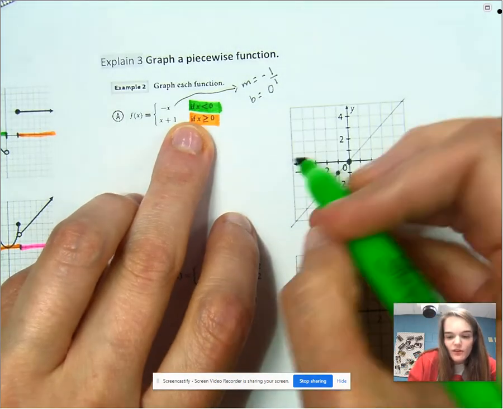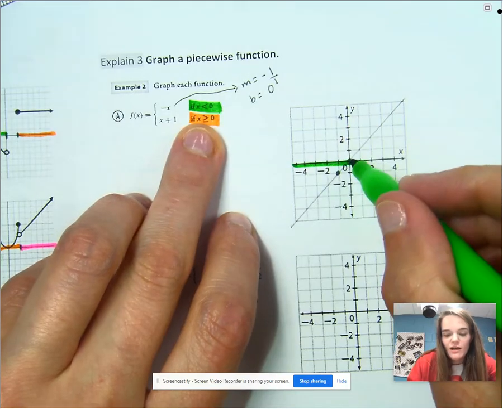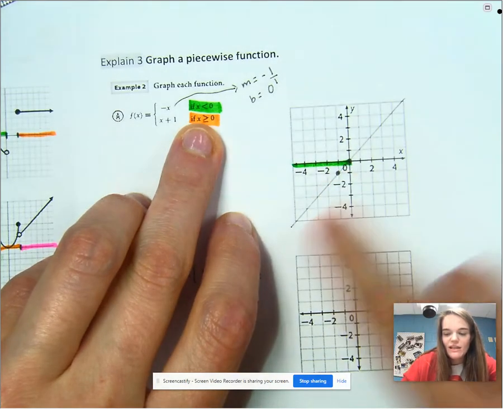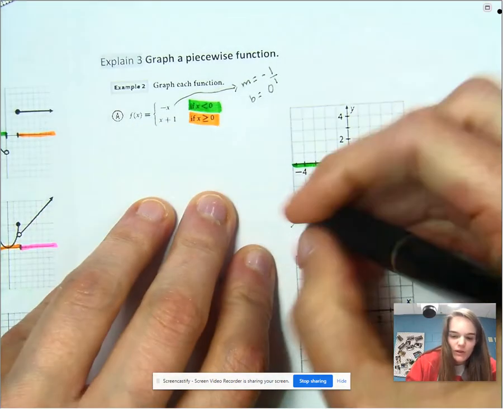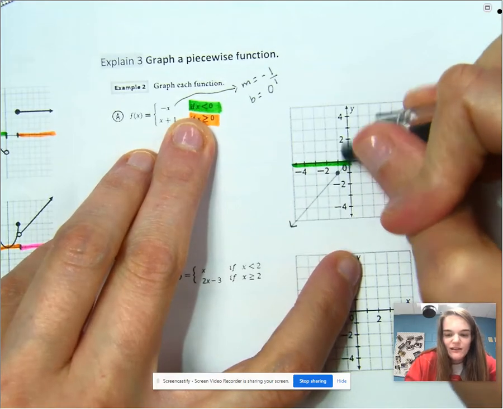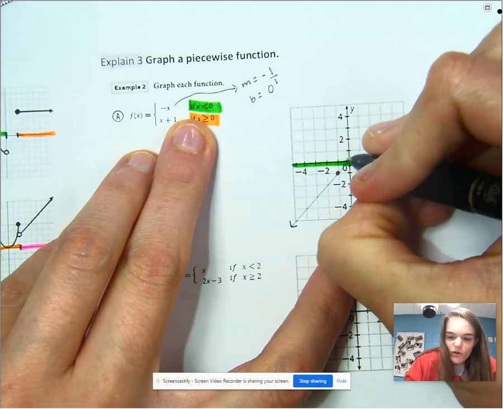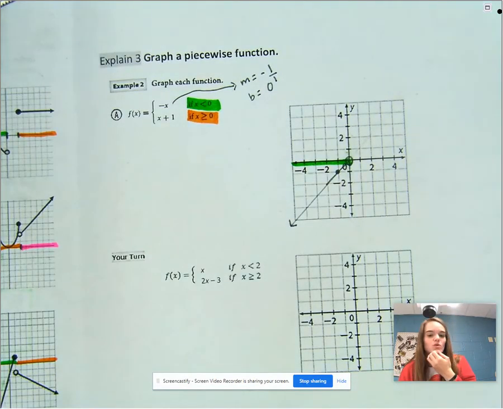This says this only applies when x is less than 0. That is here. That means I only need to keep this part. So I don't need this part. Put an arrow. This also says it's less than. So I need an open circle. I have completed the green portion.